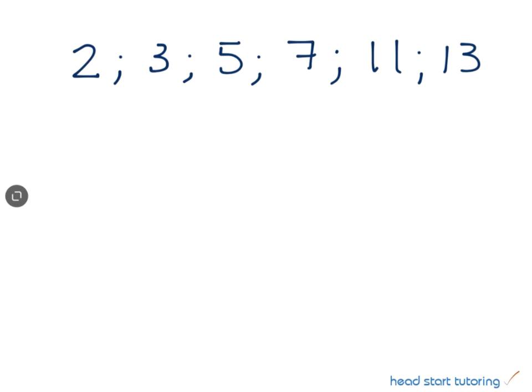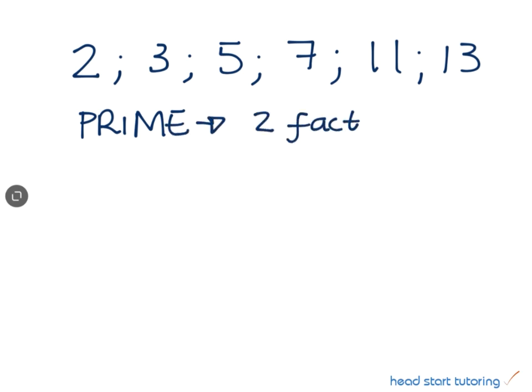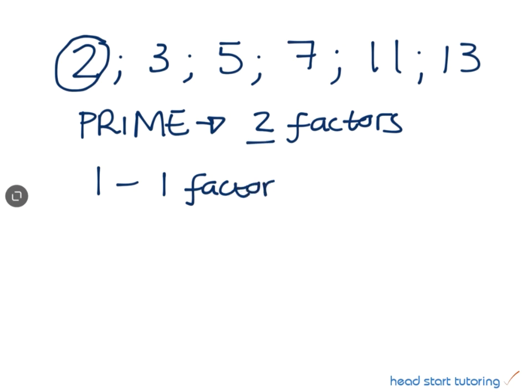What I have written here are your first 6 prime numbers. A prime number is a number that has only 2 factors. The number 2 is your first prime number because the number 1 only has 1 factor. So it is not a prime number because a prime number has to have 2 factors. So the number 2 is your first prime number.